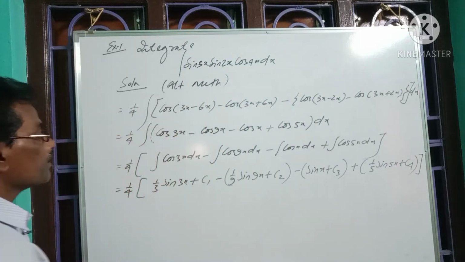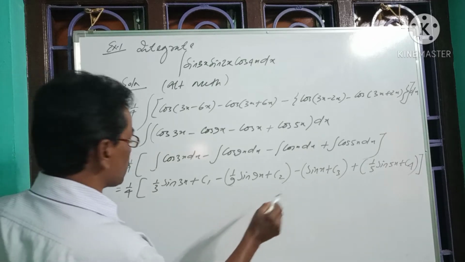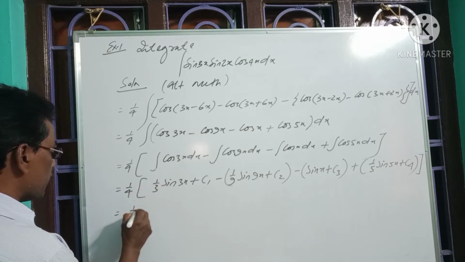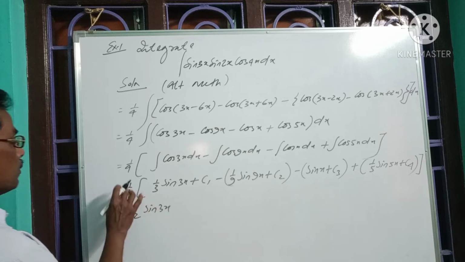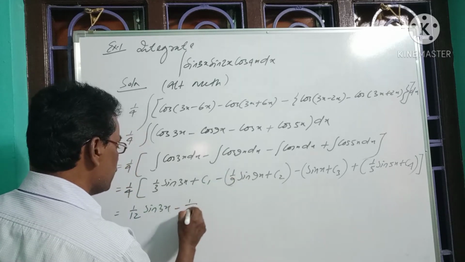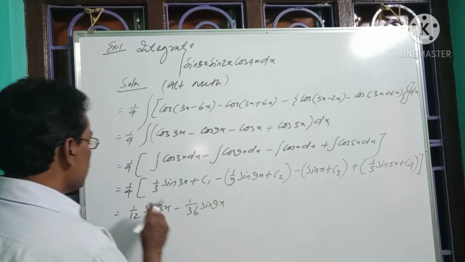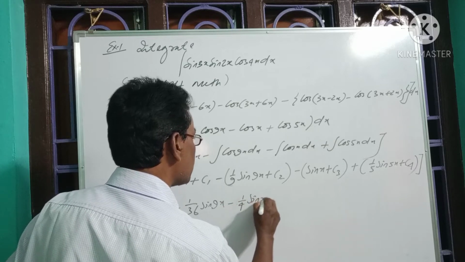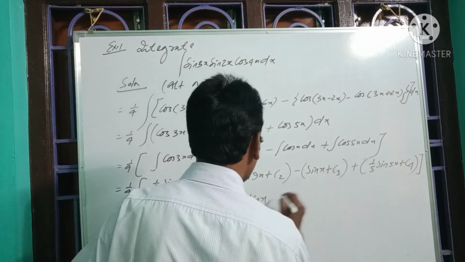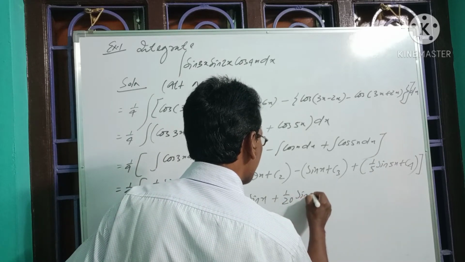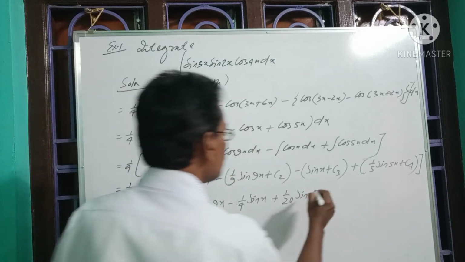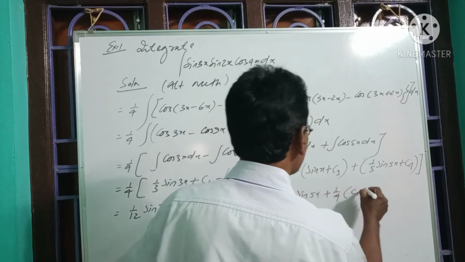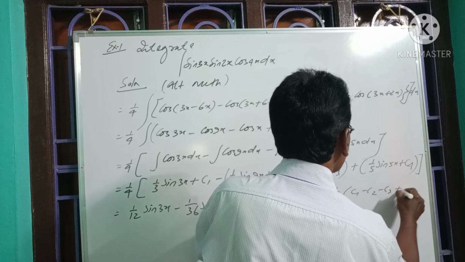So simplifying and multiplying 1 by 4 with all the functions and constants, along with collecting all the functions, we have 1 by 4 into 1 by 12 into sine of 3x, then 1 by 4 into 1 by 9, that is minus 1 by 36 into sine of 9x, again 1 by 4 into sine, that is minus 1 by 4 into sine of x, lastly 1 by 4 into 1 by 4, that is 1 by 20 into sine of 5x, plus 1 by 4 into collecting all the constants we have, that is c1, then minus c2, then minus c3, then plus c4.